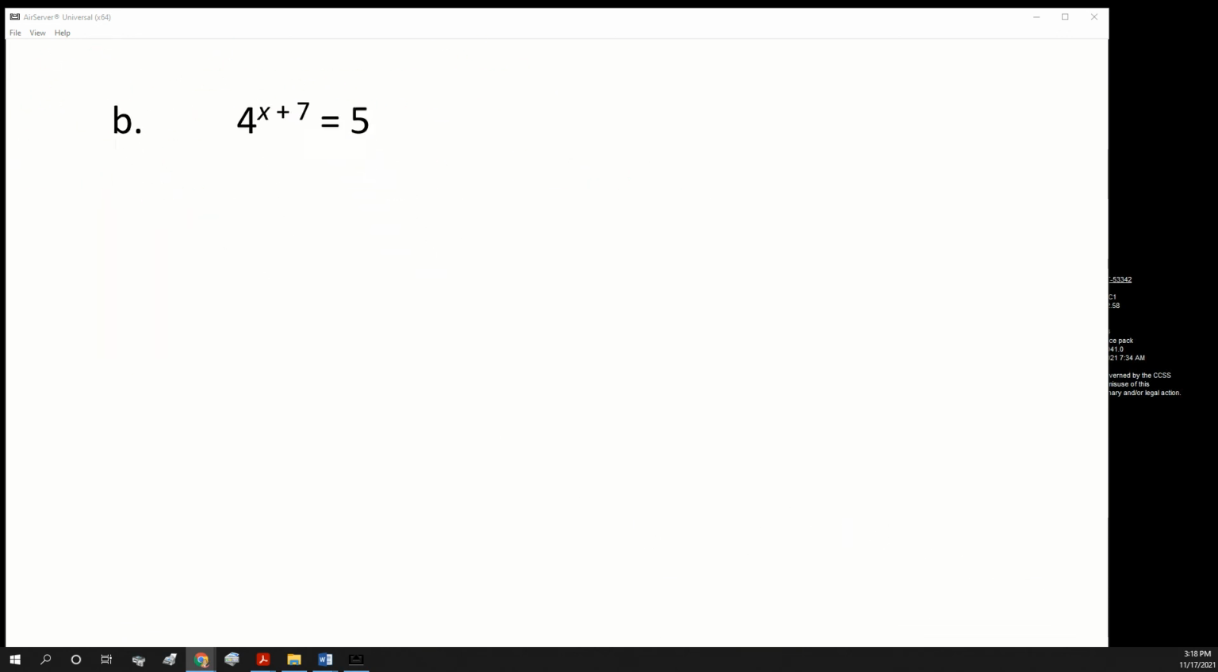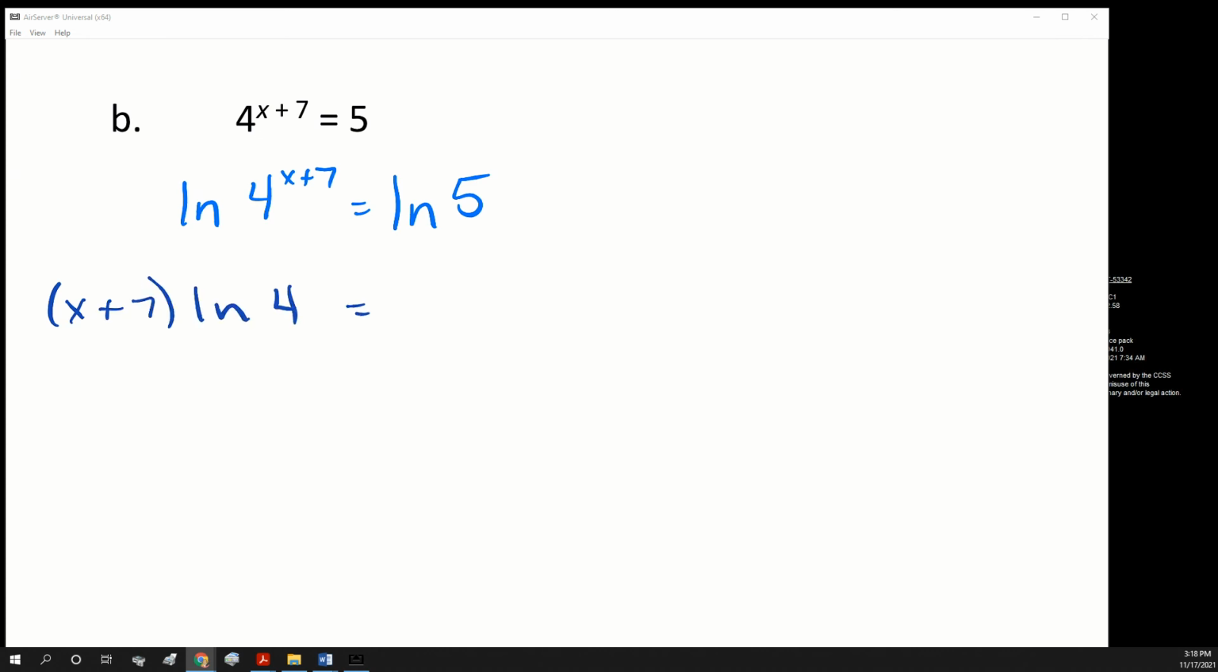Okay, so let's look at b. All right, so the exponential expression is 4 raised to the x plus 7. So it is already isolated. So we're ready to take the natural log of each side. So we just write ln in front of the 4 and ln in front of the 5. So the whole purpose of doing that is so now I can bring that exponent down. Now, because our exponent had multiple terms, we do want to write it in parentheses.